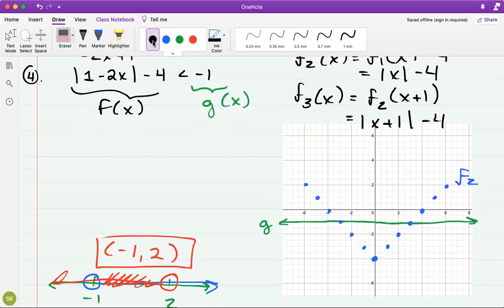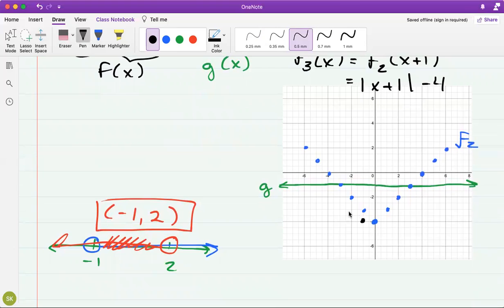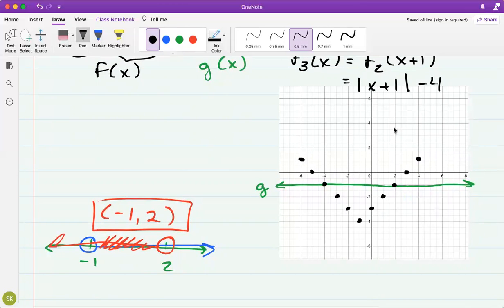So I'm taking care of this left and right movement first. Because I'm plugging in x plus 1, that means I move to the left 1 unit. So let's do that. Okay, get rid of the blue one. Scared I'm going to erase the line. Okay, there we go. Now we have f3.